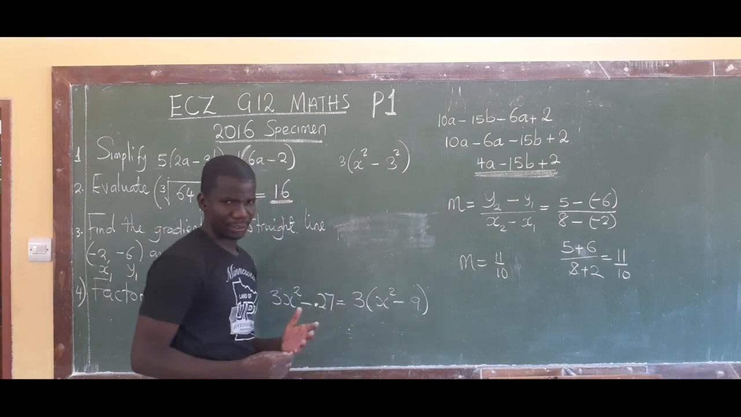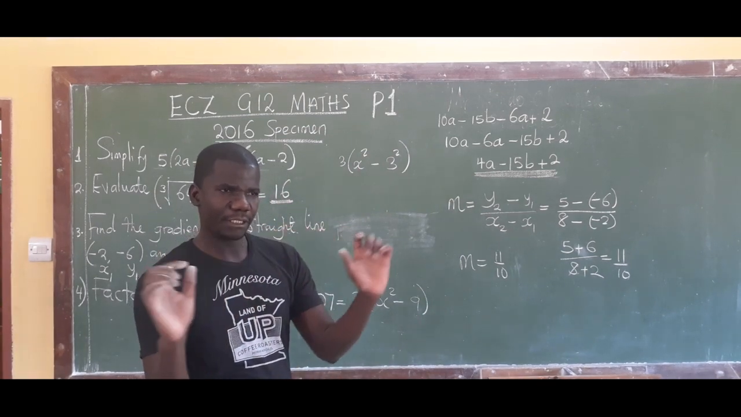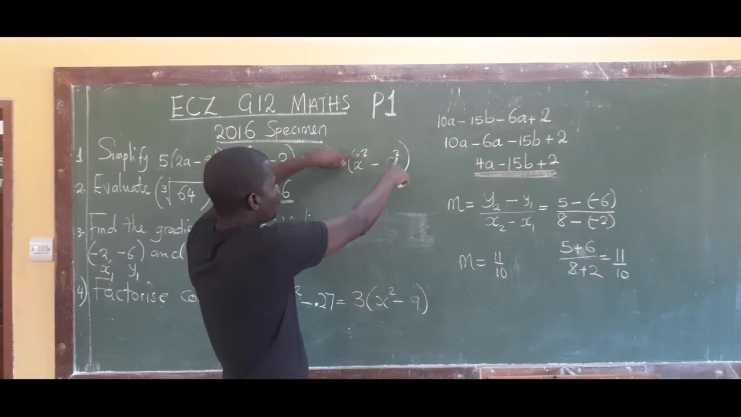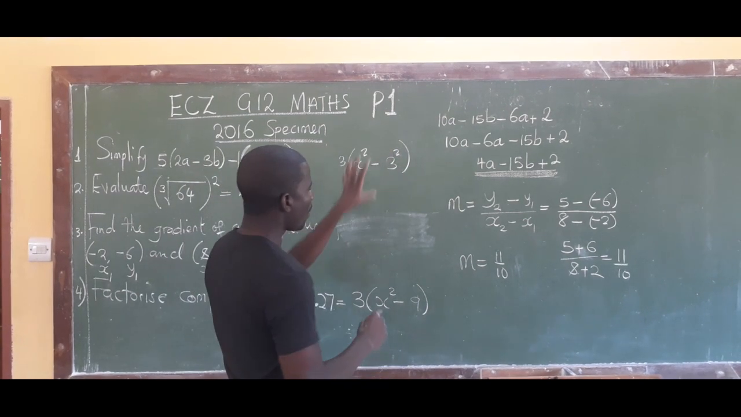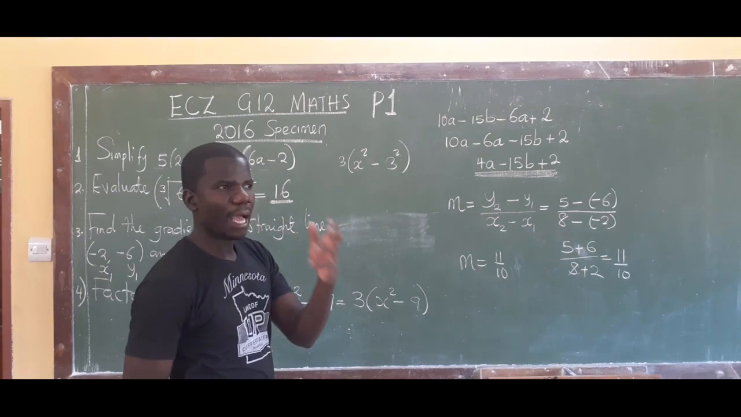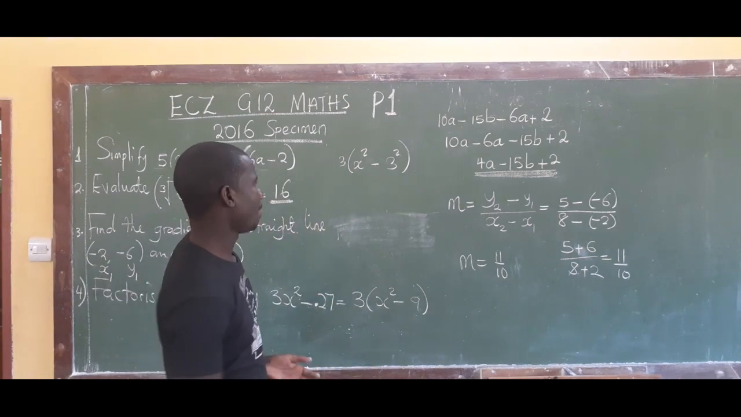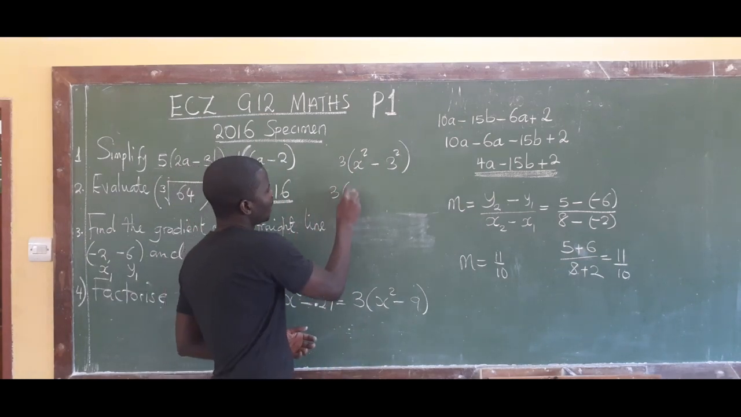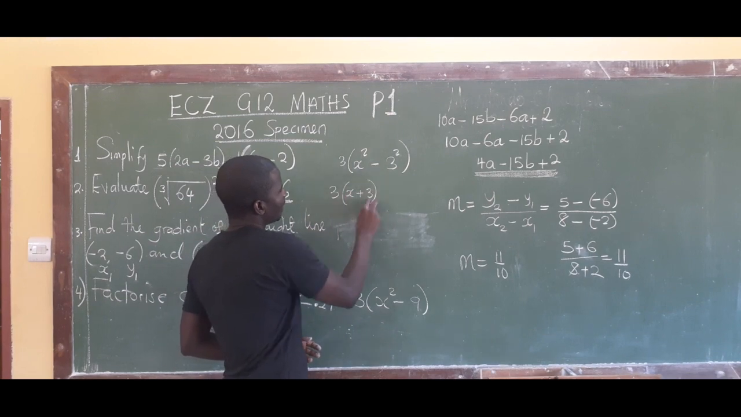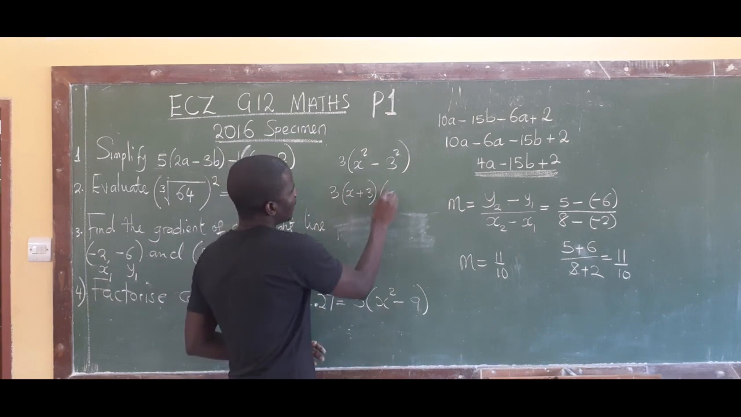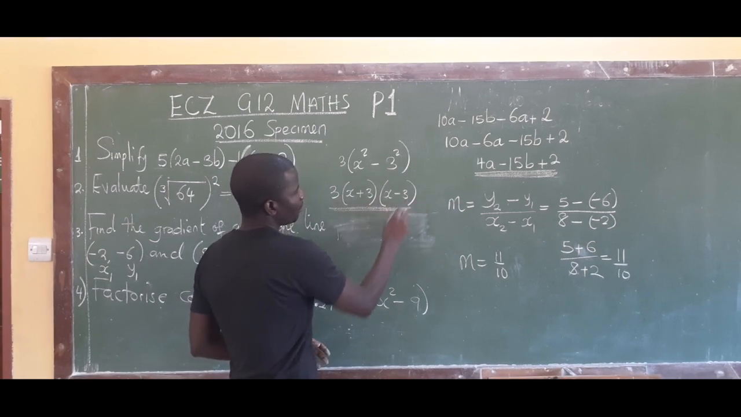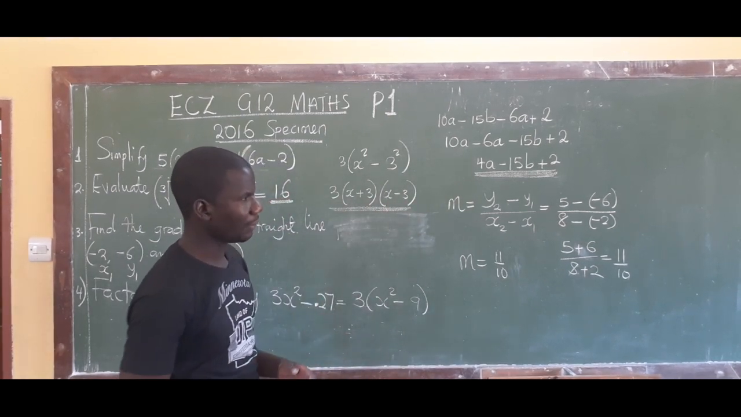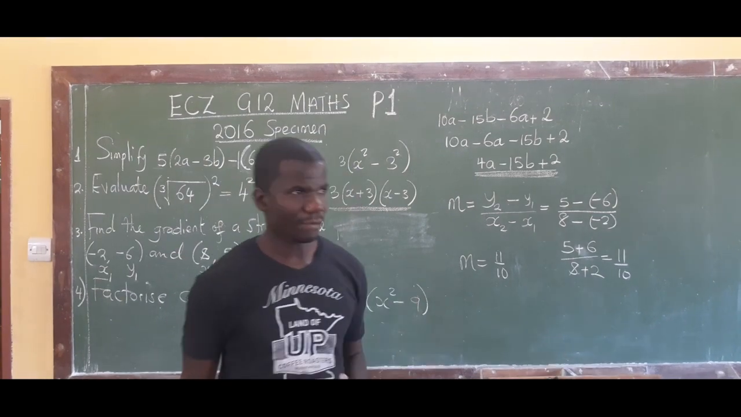Why are we doing this? We want to achieve a difference of 2 squares. Once we have a difference of 2 squares, how do we factorize? So we're going to have 3 times (x plus 3) times (x minus 3). This is what is going to be our final answer. Are we together? This is what is going to be our final answer.